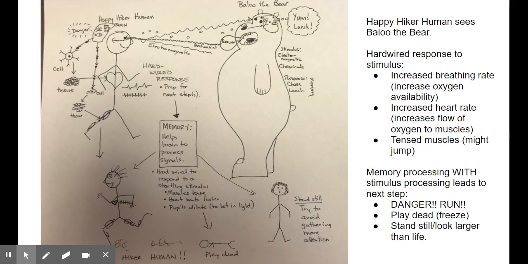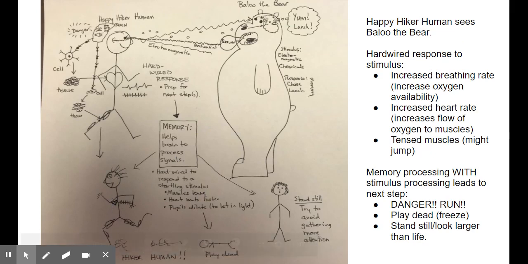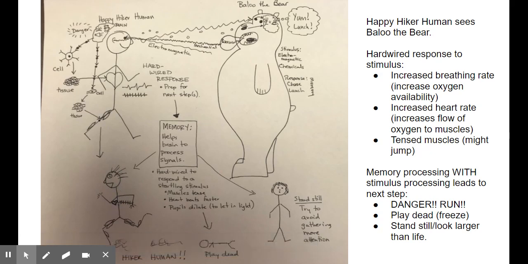We see something that looks like a snake. We kind of jump. We are vigilant about it. And then our brain processes those signals through memory. So if we look at the happy hiker human and consider the memory part here, the happy hiker human may decide, I have got to get out of this place. I've got to flee right now. I've got to run.